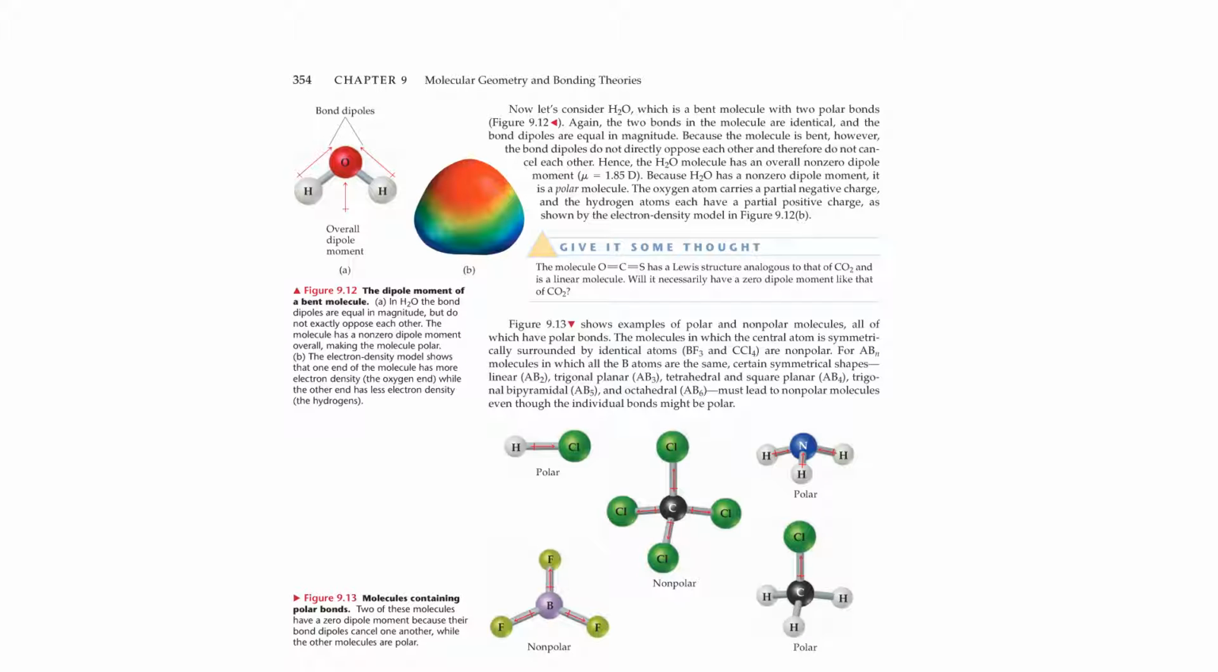Figure 9.13 shows examples of polar and nonpolar molecules, all of which have polar bonds. The molecules in which the central atom is symmetrically surrounded by identical atoms are nonpolar. Molecules in which all the surrounding atoms are the same and arranged symmetrically, linear, trigonal planar, tetrahedral, square planar, trigonal bipyramidal, and octahedral, must lead to nonpolar molecules even though the individual bonds may be polar. Figure 9.13, molecules containing polar bonds. Two of these molecules have a zero dipole moment because the bond dipoles cancel each other out, while the other molecules are polar.